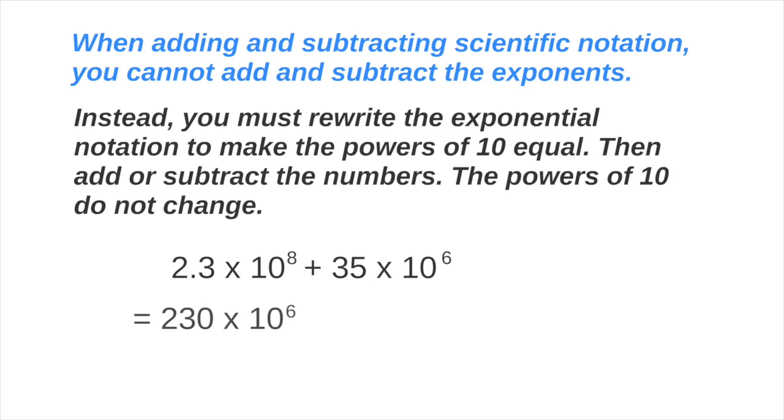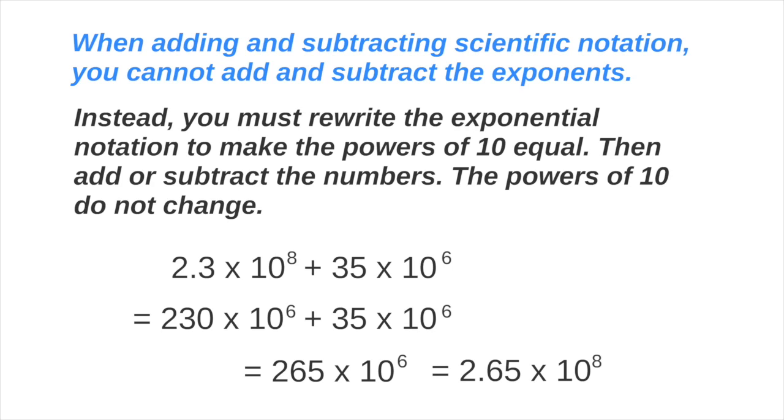We can make the 10 to the 8th a 10 to the 6th, but to do so, we need to counterbalance that decrease in value by increasing the value of the 2.3. Decreasing the exponent by 2 means we need to move the decimal to the right two places to compensate. So we can write 230 times 10 to the 6th. Then we can add it to the 35 times 10 to the 6th, giving us 265 times 10 to the 6th. Notice the power of 10 stays at 6. Now, if you want to convert the sum to scientific notation, you can move the decimal two places to the left and increase the power of 10 by 2, yielding 2.65 times 10 to the 8th.